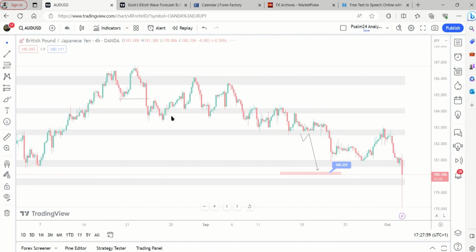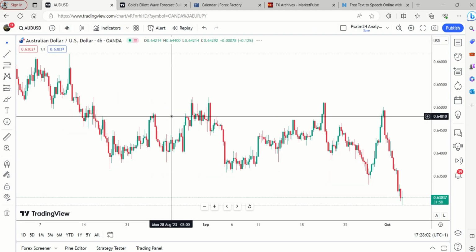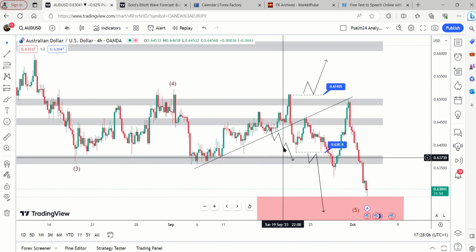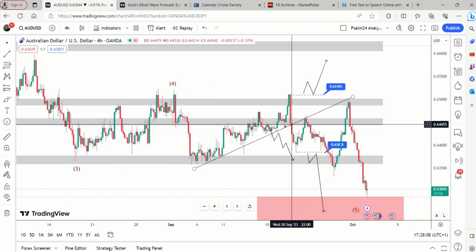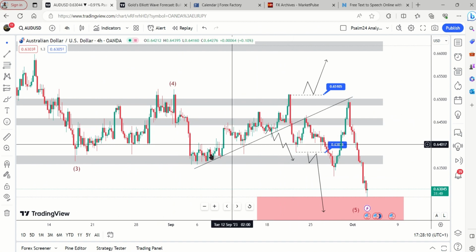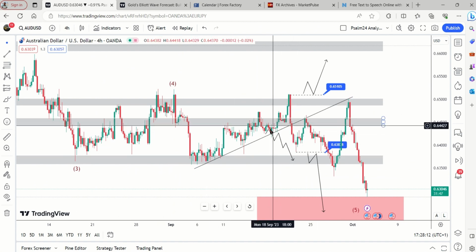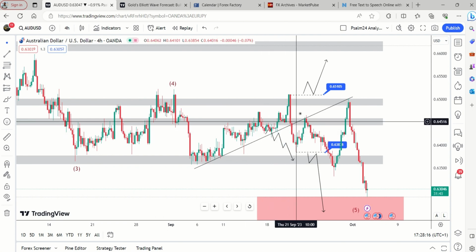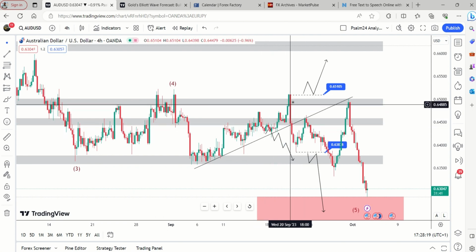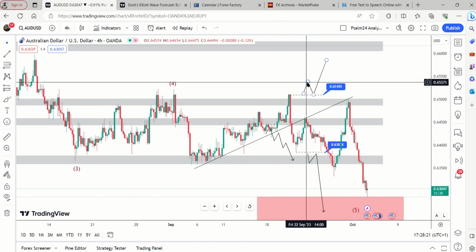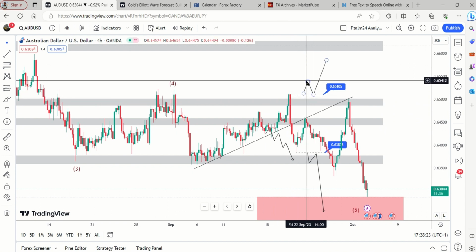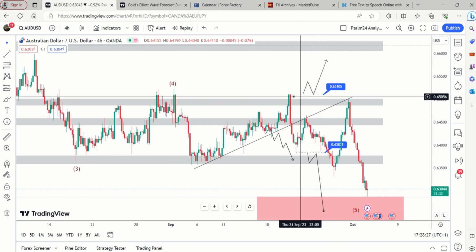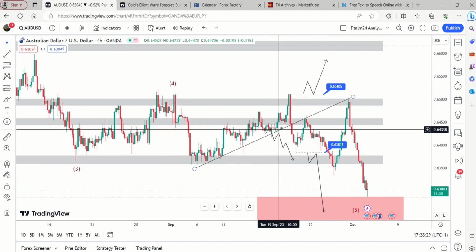We analyzed AUD USD. We said that we should enter on the break and retest of this trend line. This was the time the market analysis was done. We said also that once we see a break above this zone, we should look for a retest of that zone and then move upward. But that never happened.